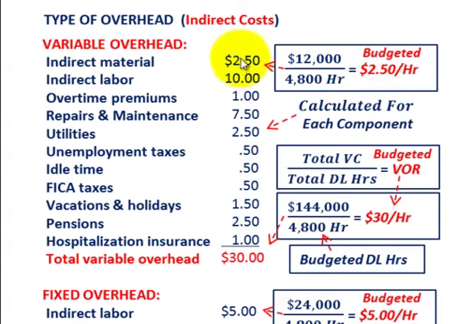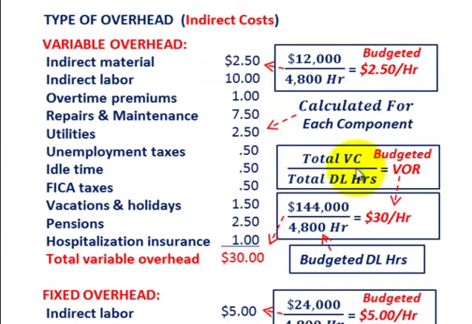So for indirect materials, for each direct labor hour we'd have to charge off $2.50. What you do is go through this calculation for each of these components. You look at each component, take its total budgeted amount, and divide by the total direct labor hours, 4,800 hours, and you come up with the values I'm showing here. You total those values and you get the total variable overhead rate, based on each direct labor hour.